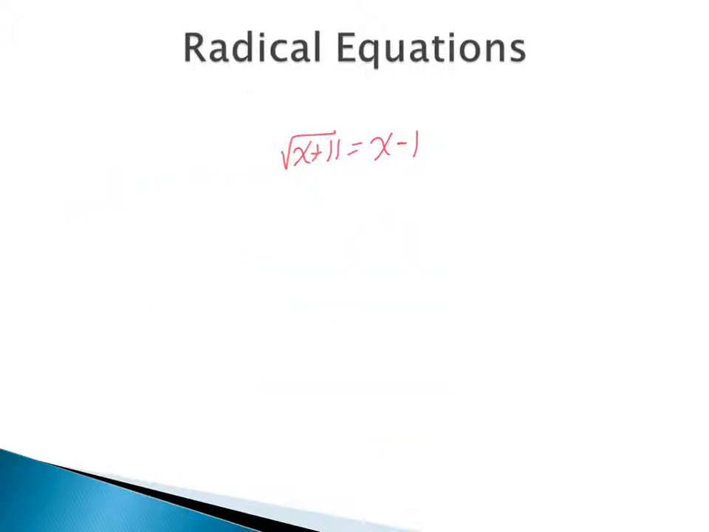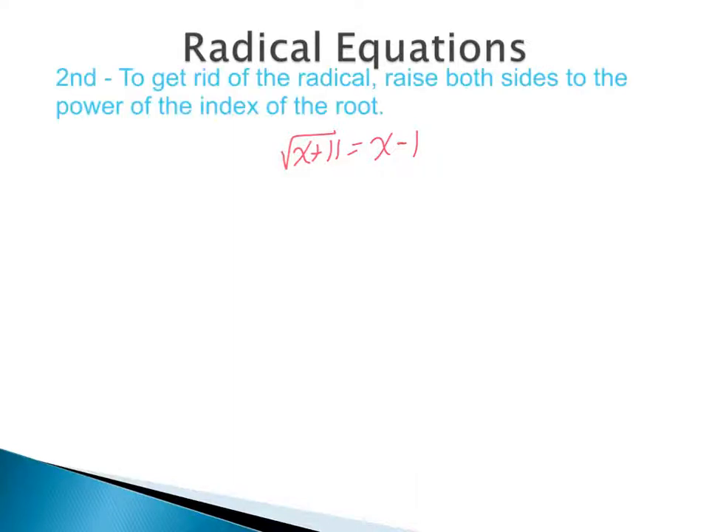Our next step would be to get rid of the square root. Well, if you remember when we were solving quadratic equations using our square root property, if I had x squared equals a number, the way that I got rid of the x squared was by taking the square root. So same idea here is that when I have a square root, I'm going to be raising both sides to the second power. What you're essentially going to do is whenever you have a radical, you're going to raise both sides to the power of whatever the index of your root is. So if you had a cube root, you'd be raising both sides to the third power in order to undo that radical.